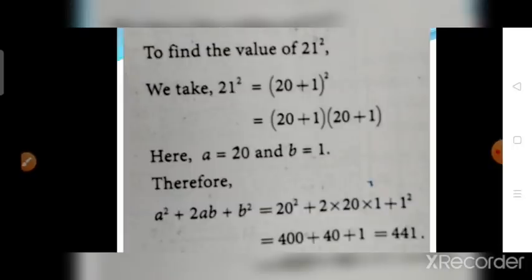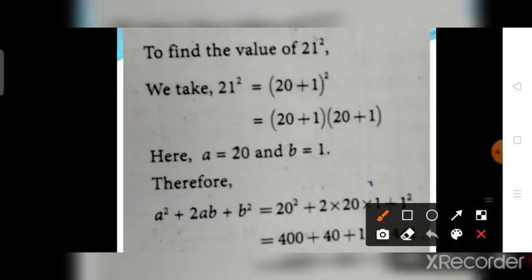To find the value of 21 squared: how to write 21 squared? 21 into 21, right? Then 2 also multiply. Using this identity, which identity? (a plus b) the whole squared. In this identity, first number squared, a squared. Then next 2ab, using the plus identity, then plus 2ab. Then next the second number squared, b squared. Do you understand this identity we are using?